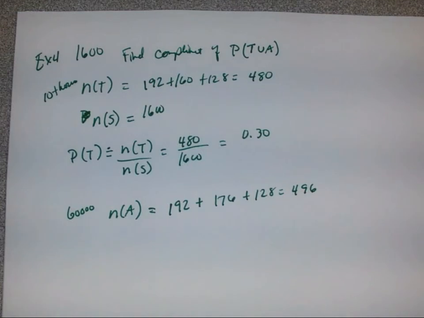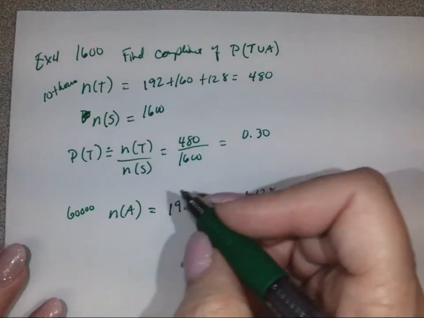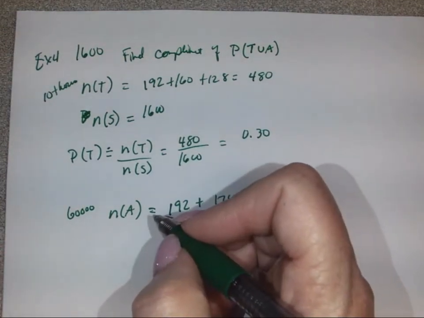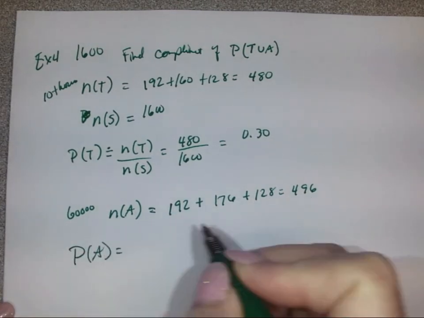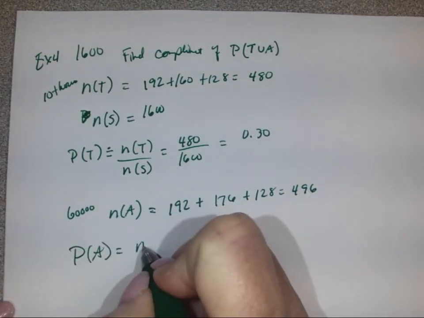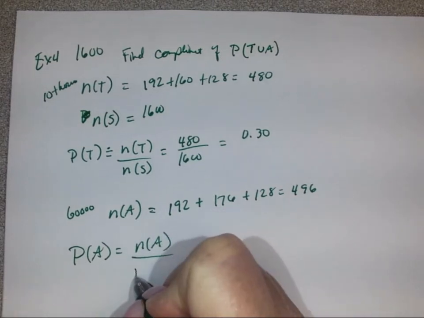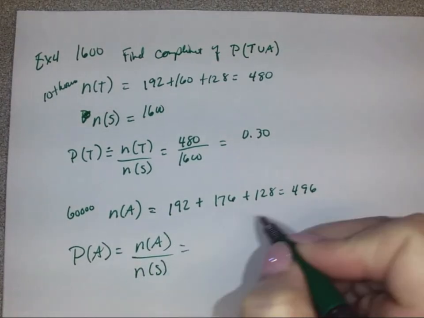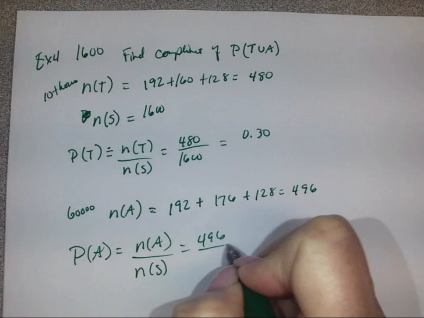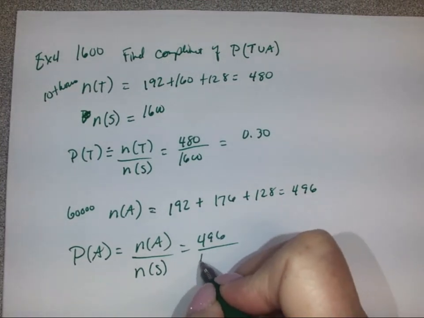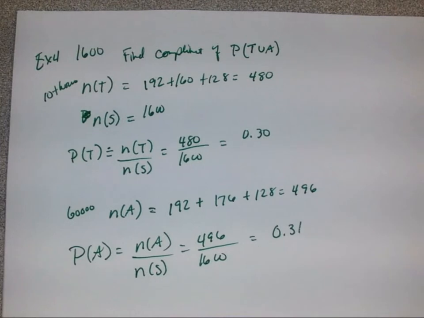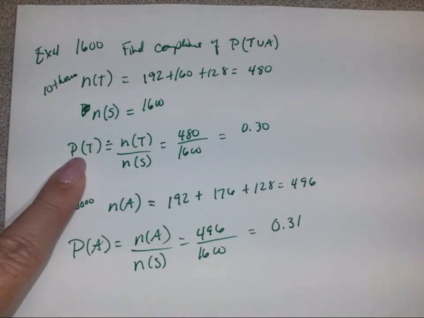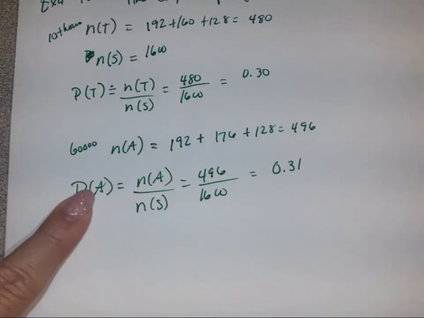So if we're looking at our probability of A, it's going to be the number of A over the number in our sample. So we've got 496 divided by 1600, and that'll get us 0.31. So we have our P of T, we have our P of A.